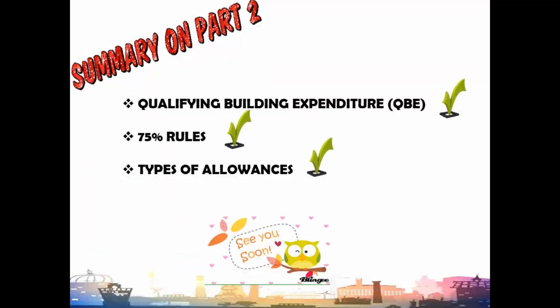Okay, students, this is a summary of part 2. You already learned the type of expenses that can be determined as qualifying building expenditure (QBE). You also learned about the 75% rule and the type of allowance that can be used in industrial building allowance.